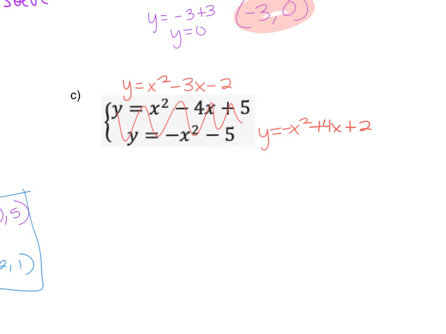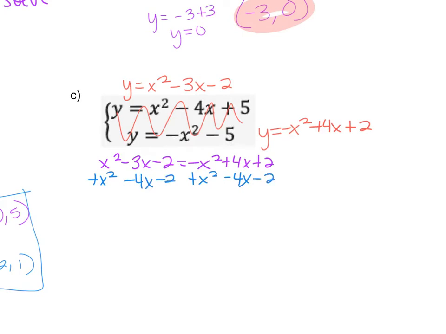All right, set them equal to each other. We have two trinomials. Oh no, what are we going to do? Math. So this will be x squared minus 3x minus 2 equals negative x squared plus 4x plus 2. Okay, so let's go ahead and move everything over. I'm going to write it in different colors. So let's add x squared, subtract 4x, subtract 2. No, you don't have to write this out, but I do because I'll probably make a mistake if I don't. So this would give me 2x squared minus 7x minus 4 equals 0.